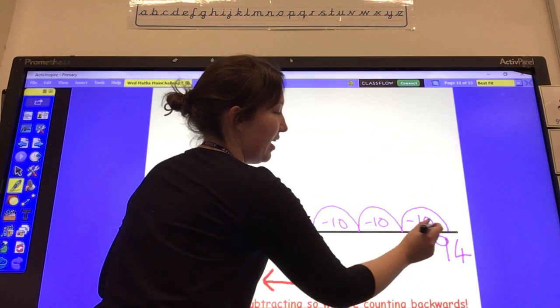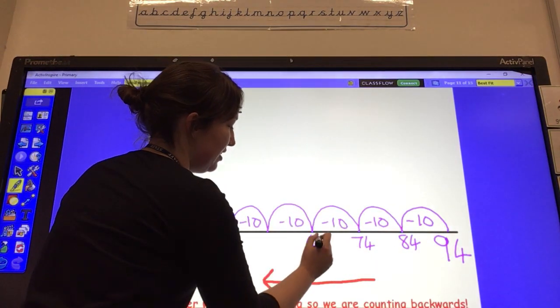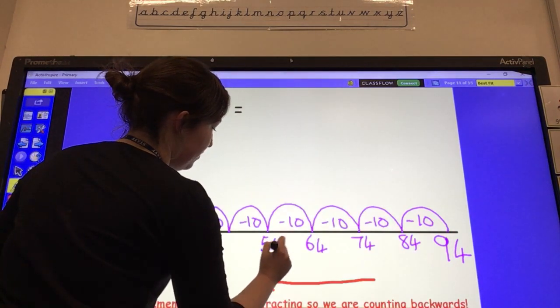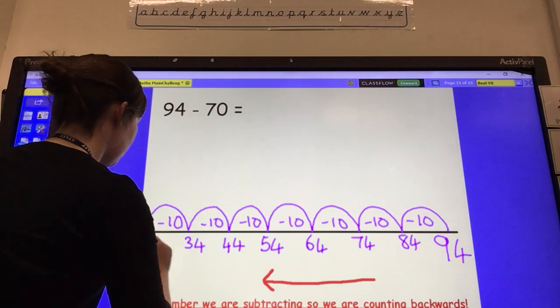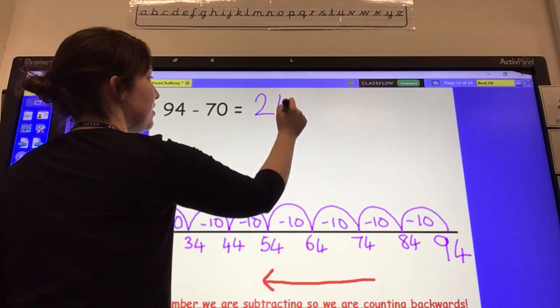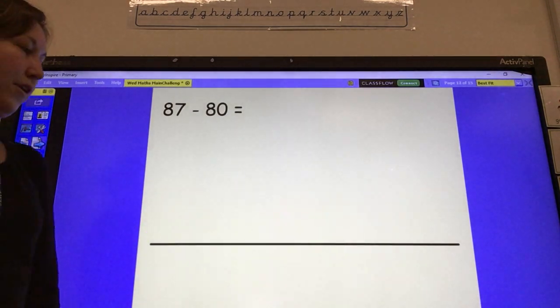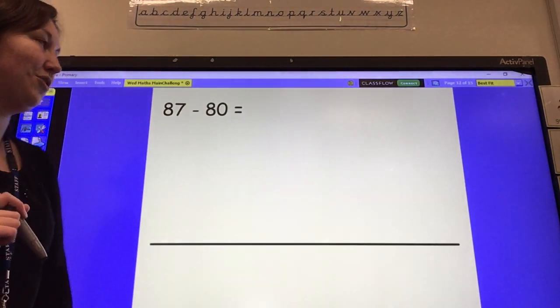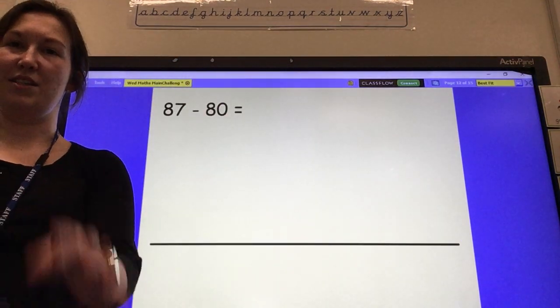So let's count backwards in 10. 94, 84, 74, 64, 54, 44, 34, 24. So the answer is 24. Well done if you correctly worked out that. So final one for you to have a go at before you start your main maths work today. 87 take away 80. So pause your video.